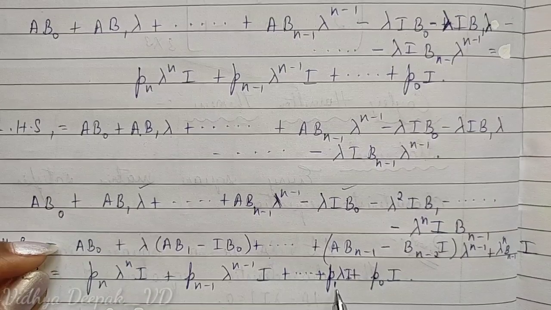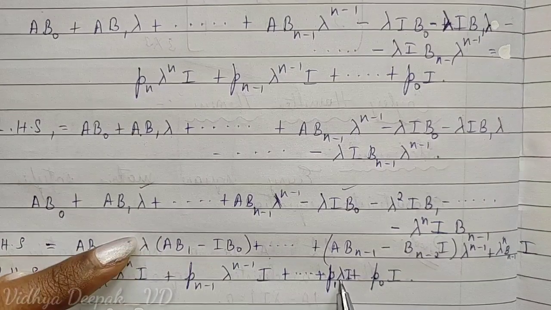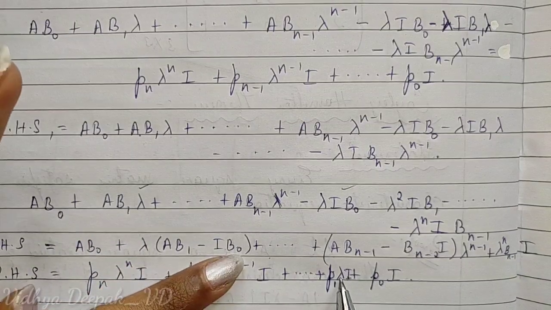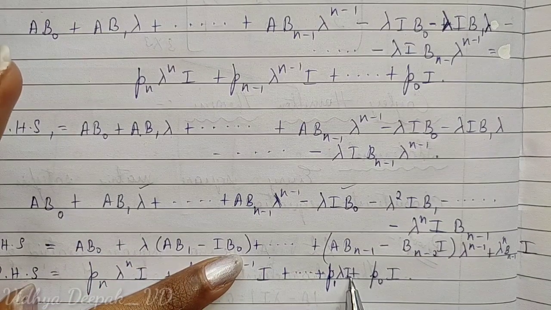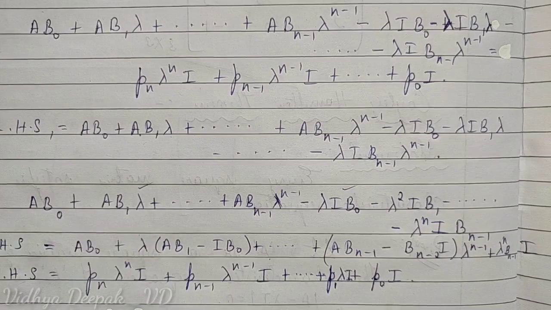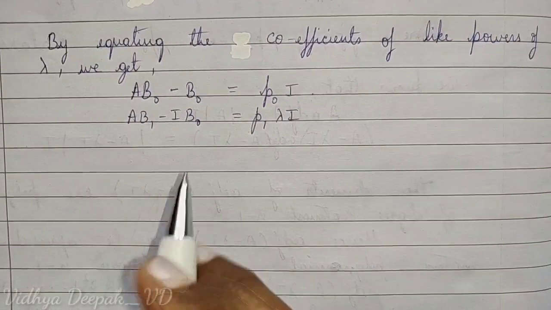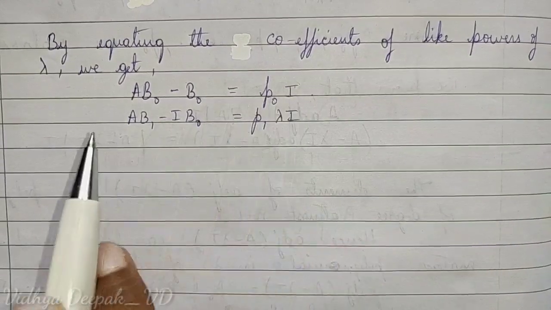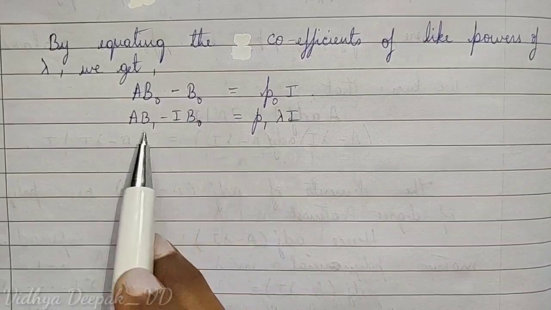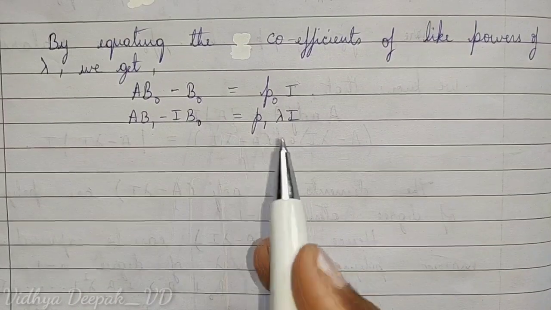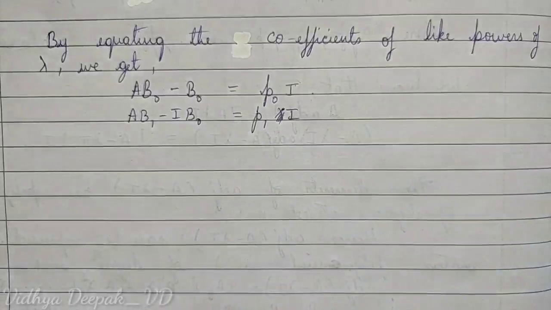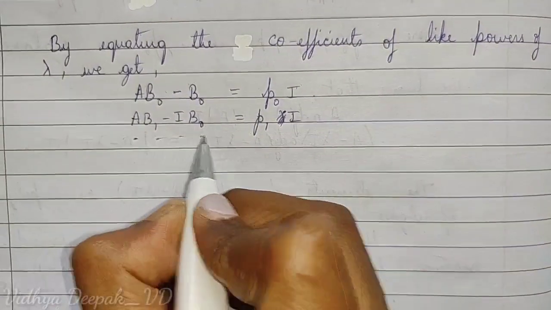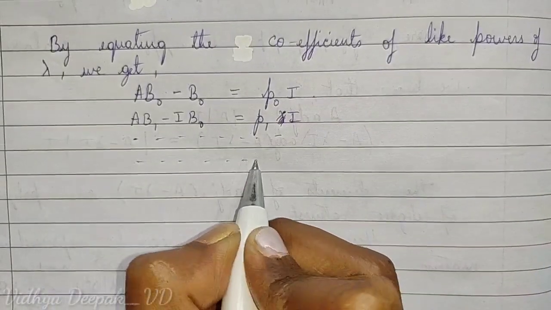So here if I compare these two lambdas, what are the coefficients? Here the coefficient is AB1 minus IB naught. Here the coefficients are P1 into I. So we will write that down. So we got AB naught minus B naught was the constant there, and this was the constant we equated on LHS and RHS. Again this was the coefficient of lambda, this was also the coefficient of lambda, we don't need this lambda here. So the coefficients of lambda, again coefficient of lambda square, coefficient of lambda cube, etc.